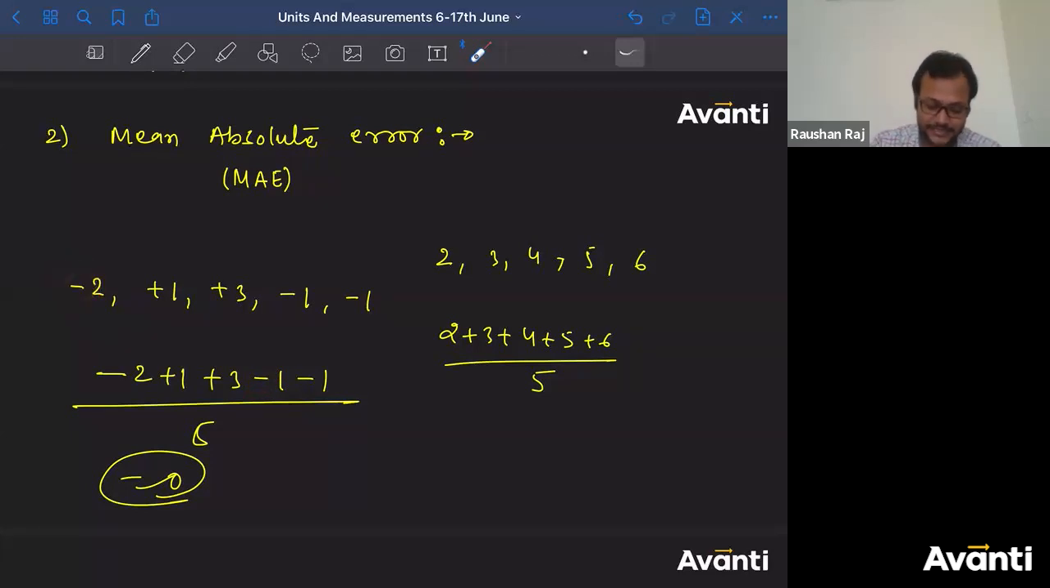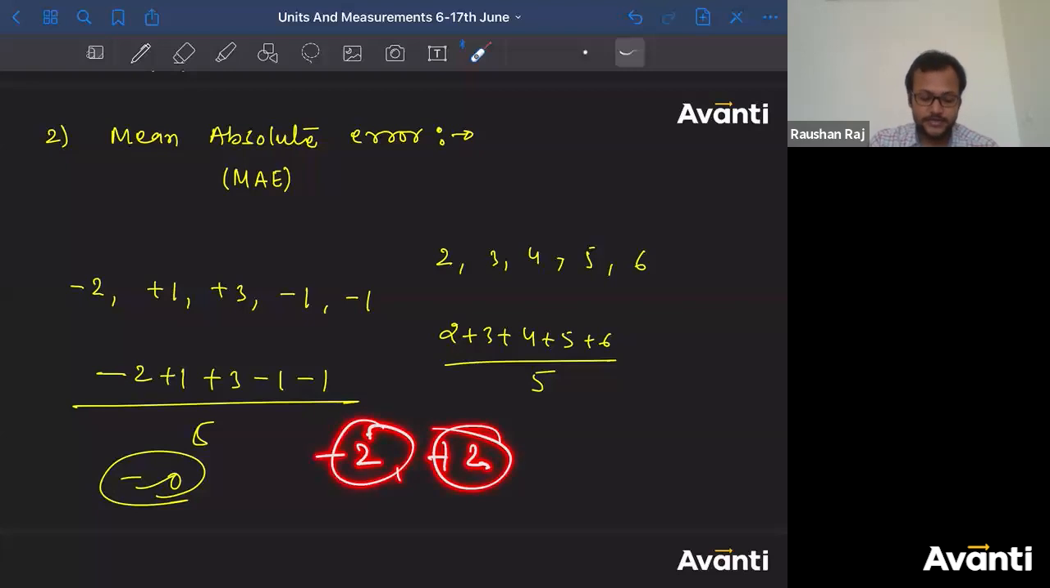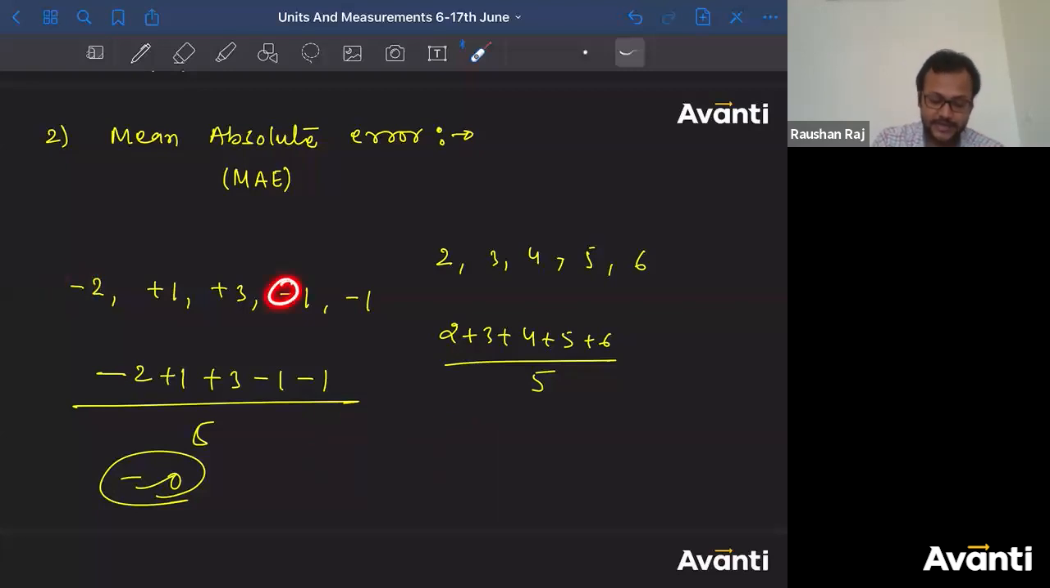But does this negative sign mean they are more accurate or they are having lesser error? No. Whether this is negative or positive, all of them are having the same kind of value. If you are having -2 or +2, it doesn't matter. Both of them are equally bad. So this negative sign is also an error, but if you're going to add them, this negative sign is going to reduce the error. That is why we cannot take them as negative.